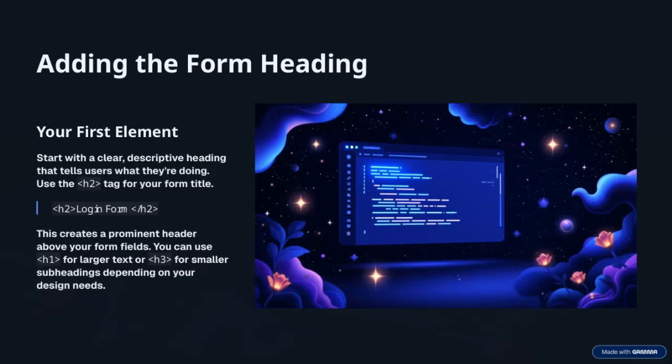Now, this slide shows how to create a prominent header above your form fields. You can choose between using an H1 tag for larger, more dominant text, or an H3 for smaller, subtler headings, depending on your overall design needs. Here, we're highlighting the importance of clear labeling to guide users effectively. Next, you'll see the example with a heading labeled Login Form, wrapped in an H2 tag. Starting with a clear, descriptive heading like this helps users immediately understand what the form is for. It's a simple but crucial step in making your forms user-friendly.